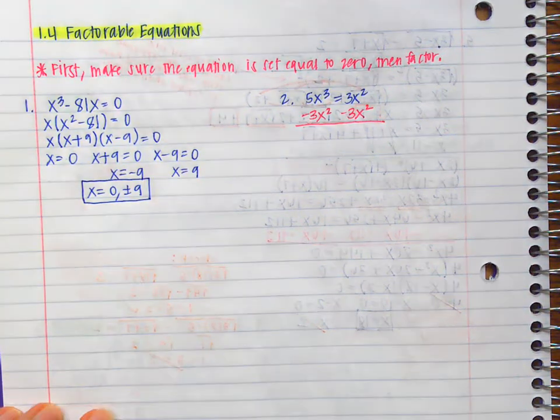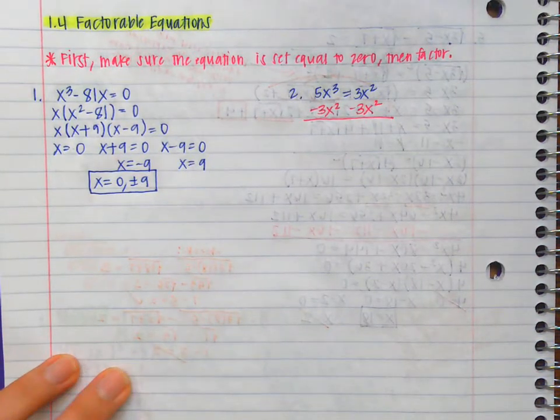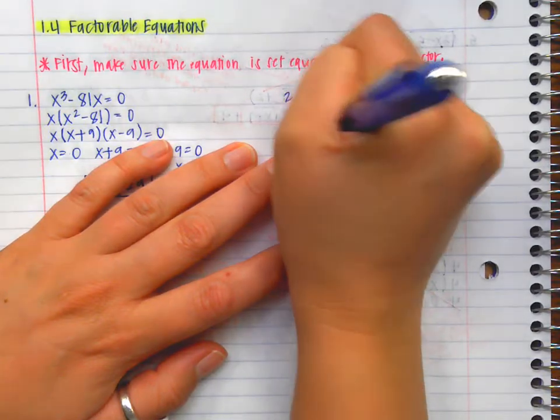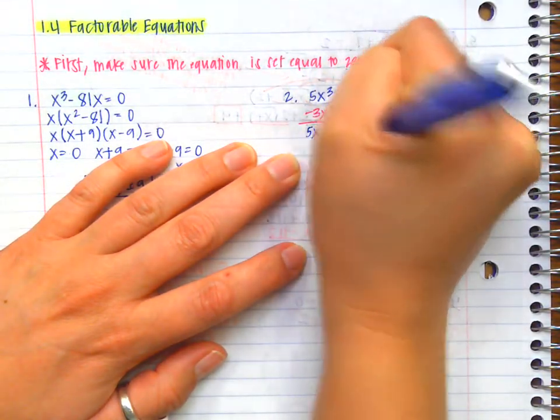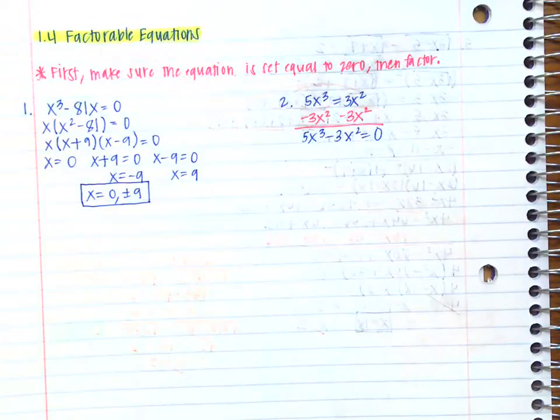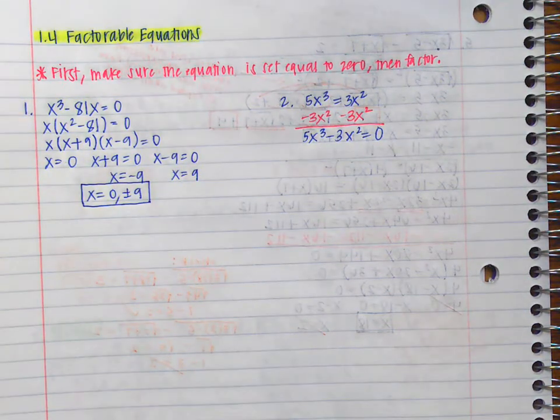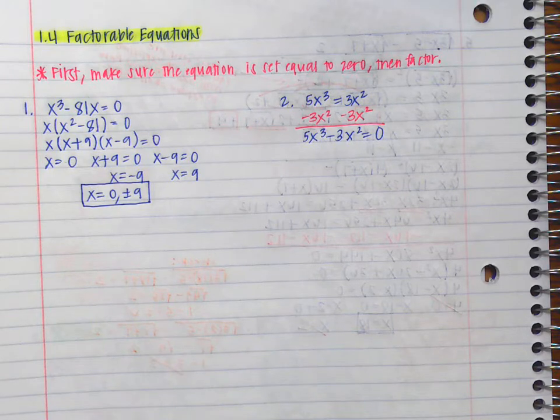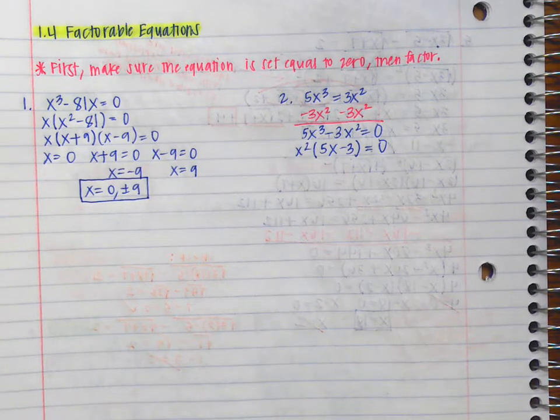5x cubed and 3x squared are not like terms because they have different exponents. So that would be now my equation set equal to 0. Now what I want you to do is factor it. So start by factoring your equation. Try it on your own, pause me here if you need to, and then come back to check your work. All you could really do with this one is factor out a GCF, and then that's as factored as it gets.